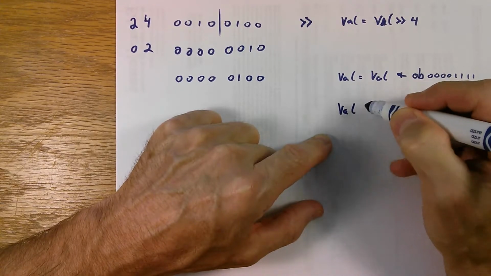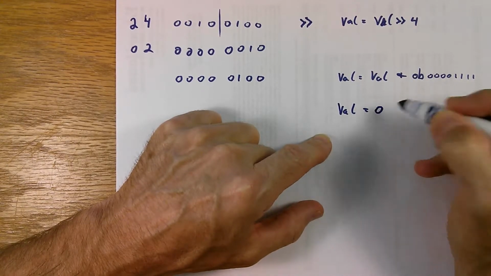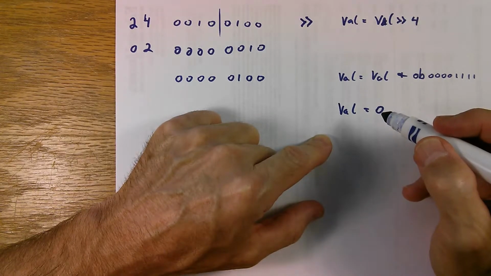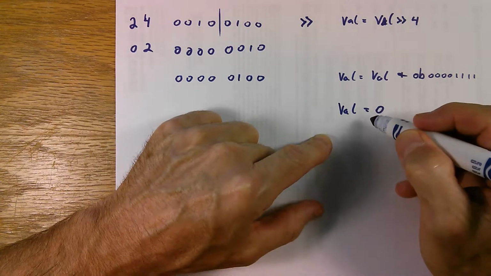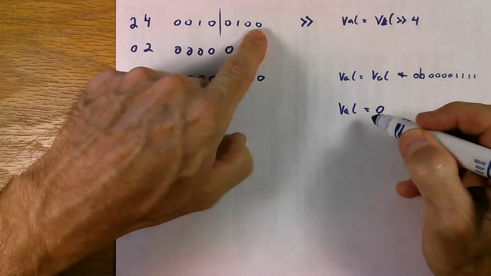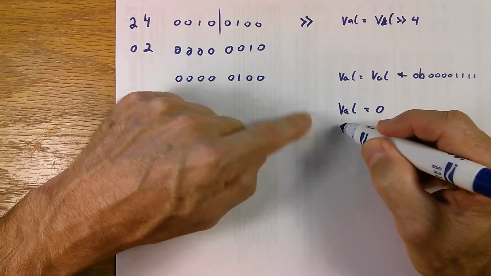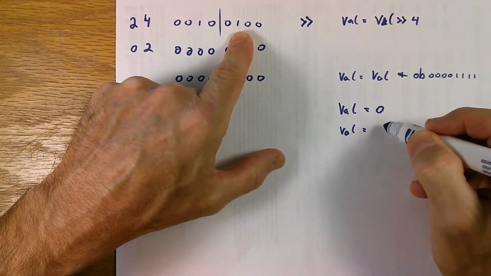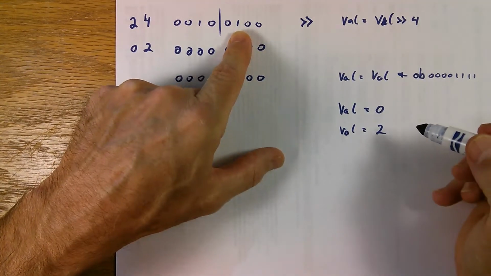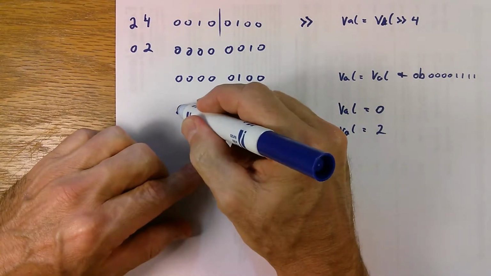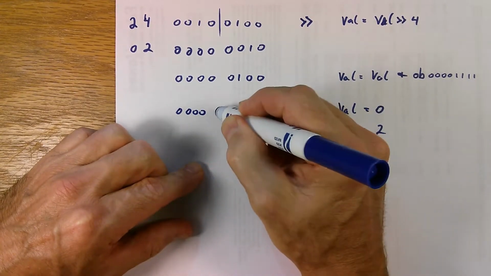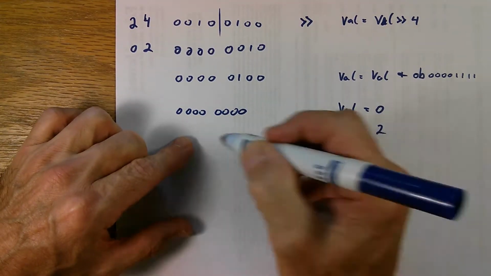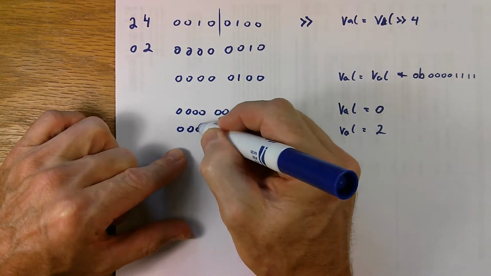So first of all, I want to make VAL 0. I want to clear it out, and then we're going to put the 2 in VAL, which is going to end up in here in the lower part of VAL. So VAL is assigned the value of 2. And so what happens, VAL is going to first of all look like this after that operation. Now we make VAL equal to 2, so it's going to look like this.